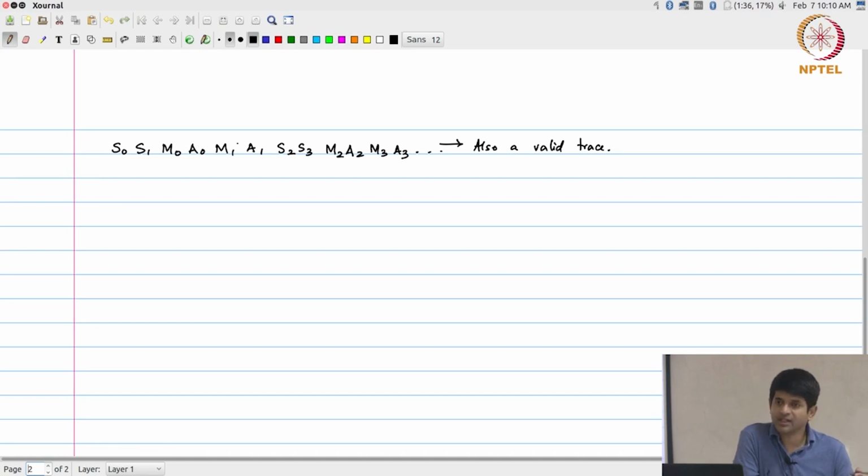But after M1, A1 I can't go to M2 because, or rather I can go to M2 if necessary, but I can't go to A2 for example until S2 has happened, which is why I have written this particular sequence S2, S3 and so on. So now that we are convinced that this is a valid trace, let's see how we define iteration period over here.